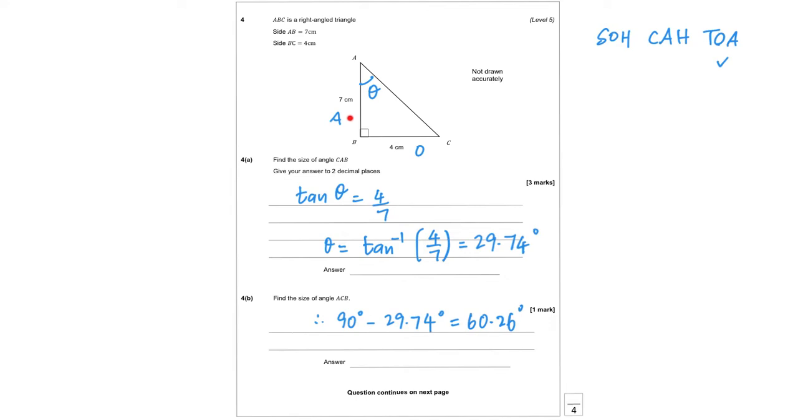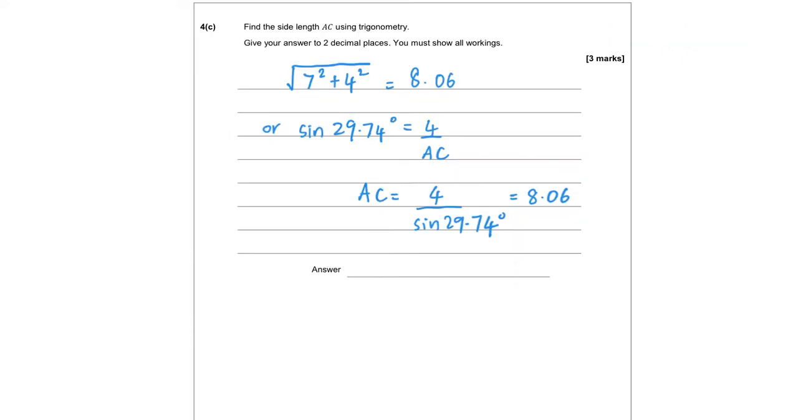Okay, Pythagoras theorem to find AC. What is that? 7 squared plus 4 squared, square root. You can also use sine angle, opposite is 4. Hypotenuse, we don't know, as we already have the angle here, 29.74. Use that. Okay, so there's one more question. Find the side length AC using trig. Give your answer to 2 decimal places.